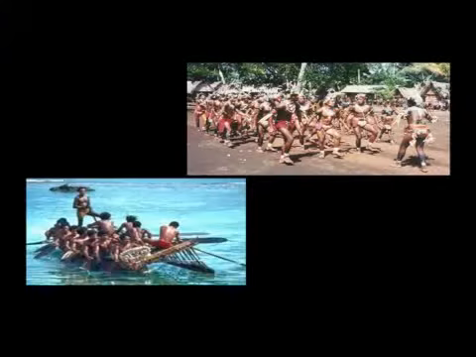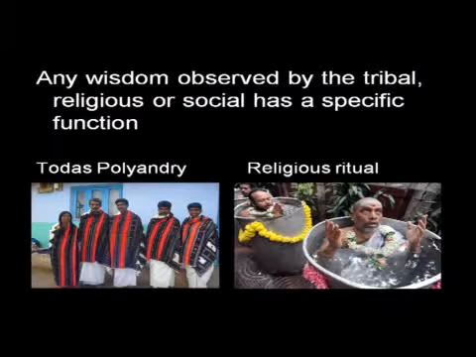For example, Trobriand islanders used to practice magic in every aspect of their life. For an outsider, magic may be something like a magic, it has no other meaning than magic. But for Trobriand islanders, magic has a specific function. Even while they go for fishing, which is their important economic activity, they perform magic in order to call the gods to protect them. Functionalism says that any practice observed by the tribal, religious and social has a specific function.